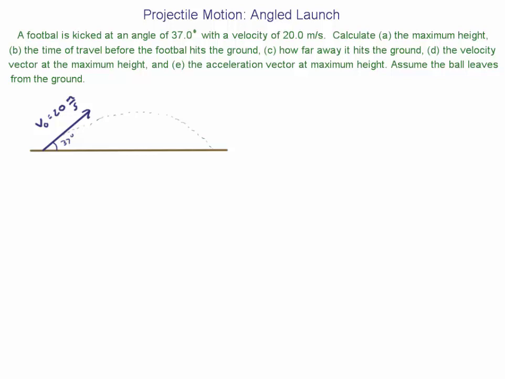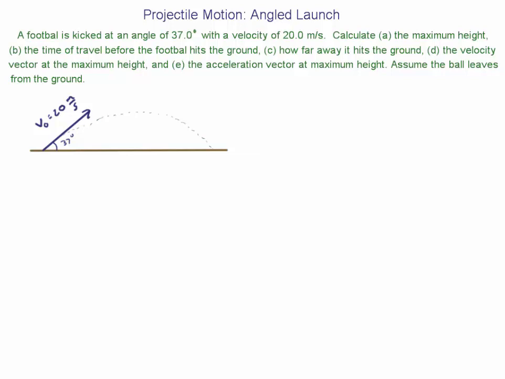Let's now look at an example of projectile motion with an angled launch. Let's read the problem. A football is, bad spelling there, we'll live with it. A football is kicked at an angle of 37 degrees with a velocity of 20 meters per second.